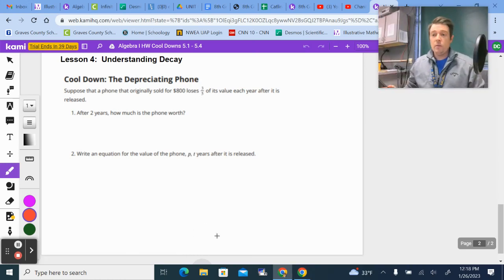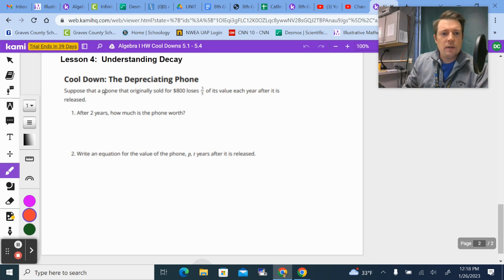Catlin here helping you out with your last lesson for this week, Lesson 4 in Unit 5, as we're starting to look at exponential decay. And we went over this problem in class where we saw a car price go down over a certain amount of time. And so I wanted to help you out with this if you needed some assistance.